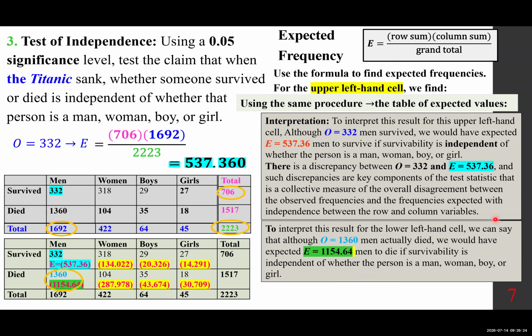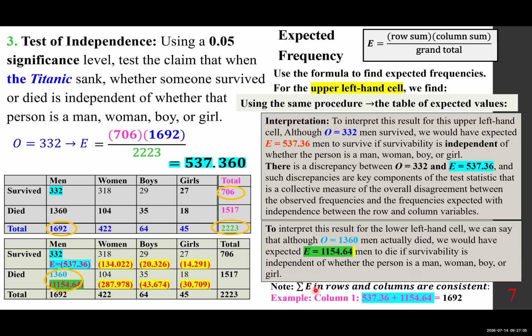So to interpret this result for the lower left-hand cell, for this one, O equals 1,360 men. Okay, so we can say that although O, the observed value, is 1,360 men actually died, we would have expected this many, 1,154.64 men, to die if, again, survivability is independent of whether the person is a man, woman, boy, or girl, which is not the case.